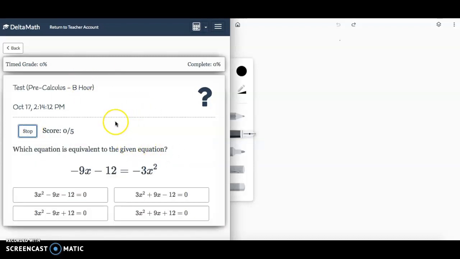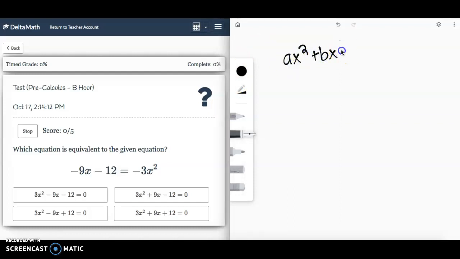Okay, so which equation is equivalent to the given equation? Our first step when solving quadratics is always to get it equal to 0, and we always want it to be in the form ax squared plus bx plus c, and for the most part you want your a value to always be positive. So to do that, I'm going to get this set equal to 0.